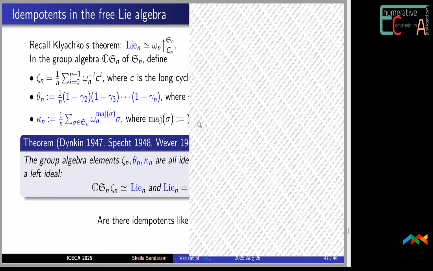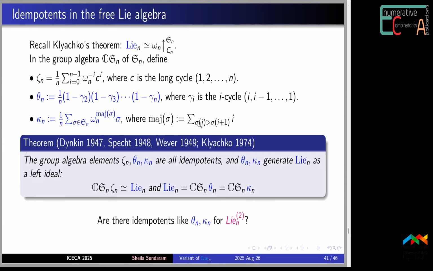I think I will skip this because I want to talk about something a little more interesting. Idempotents. So there are these amazing idempotents in the free Lie algebra discovered by Garcia in the late 80s, and before that even by Klyachko, that I want to talk about.